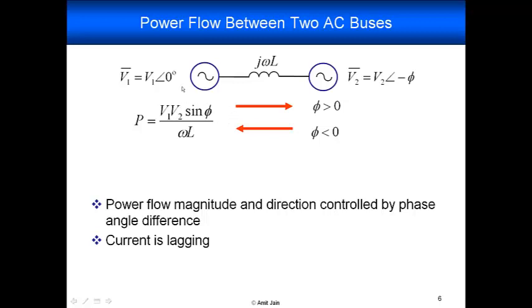So with the polarities as indicated here, if phi is greater than 0, then we have power transfer from left to right. If phi is less than 0, then we have power transfer from right to left. One more thing to remember is that in the system, the current is lagging out of the voltage sources. So this is tying back to our discussion of soft switching, and we'll see that in the next slide.